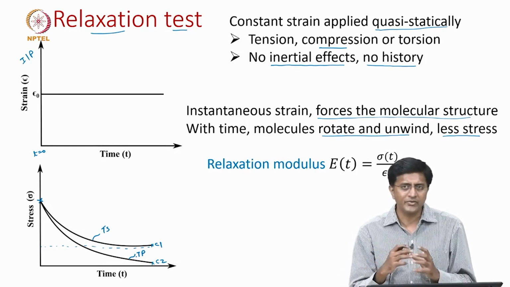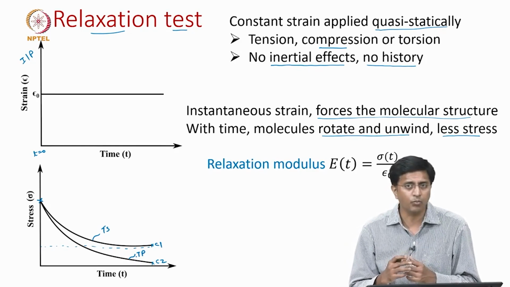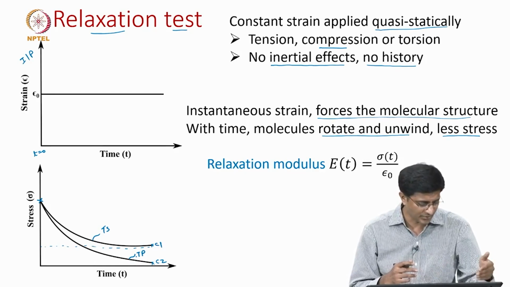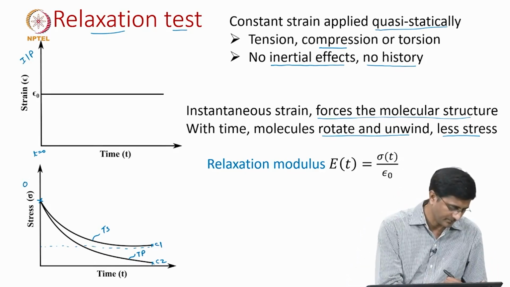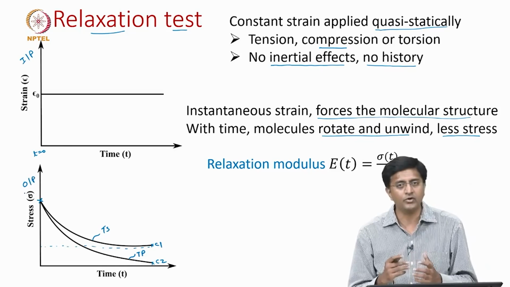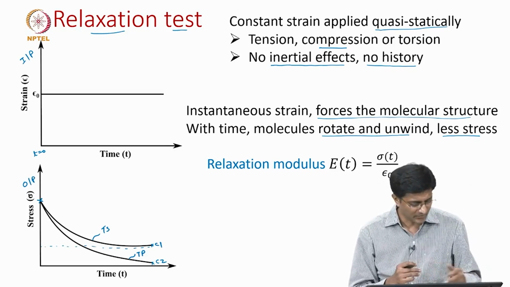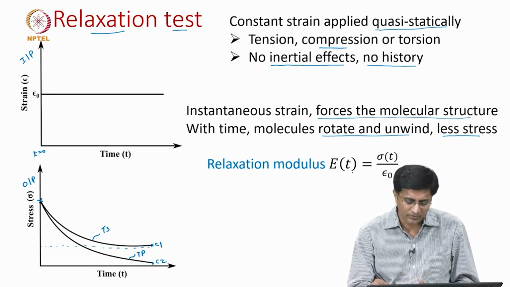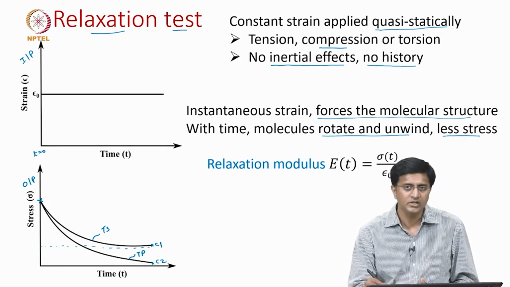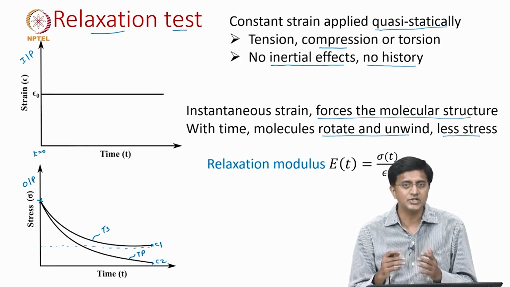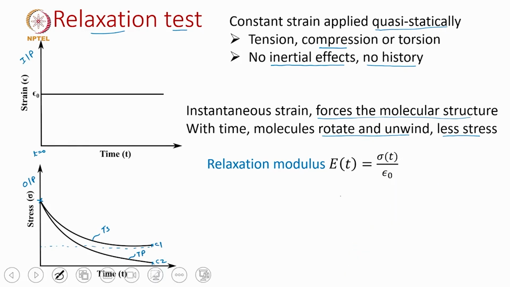So now let us define how we can talk about modulus. We have seen the input strain and the output stress, but how do we now define the modulus? As we can see, strain is constant, stress varies with time. So going by the definition of modulus as stress by strain, this modulus is changing with time. That is why we need to write it as a function of time t. Same thing with the stress. Here epsilon naught is the input strain. Okay.